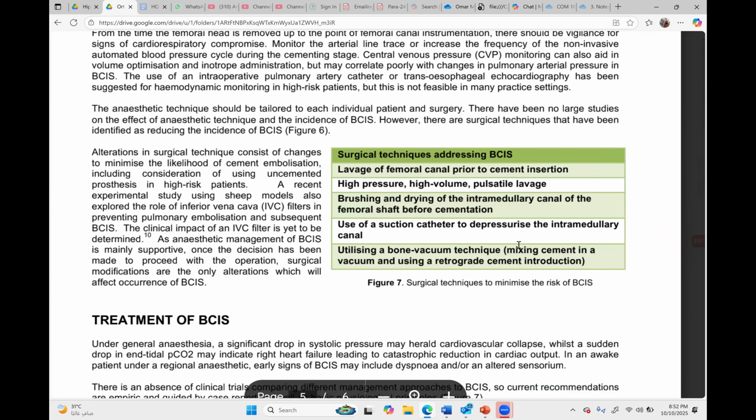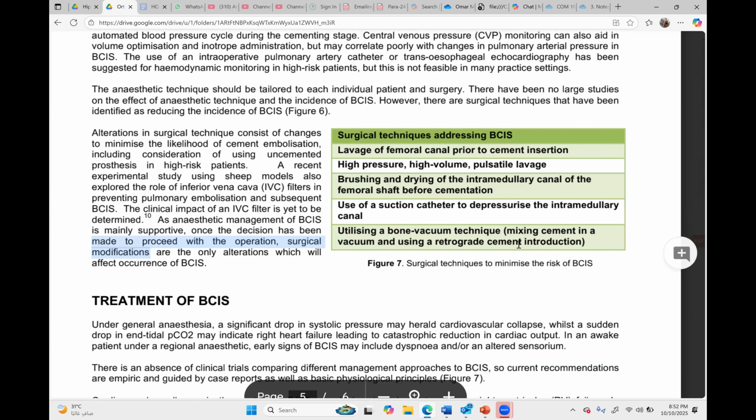So you see, lavage of the femoral canal prior to cement insertion, high pressure, high volume, pulsatile lavage, brushing and drying of the intramedullary canal of the femoral shaft before cementation, use of a suction catheter to depressurize the intramedullary canal using a bone vacuum technique, mixing cement in a vacuum and using retrograde cement insertion. So these are the things which they can ask you.